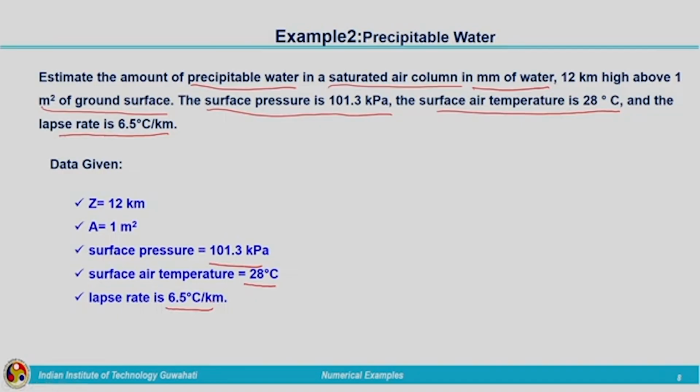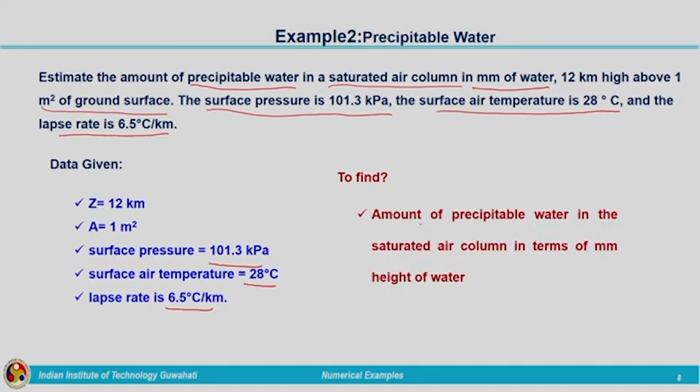Now, making use of these data, we need to calculate the amount of precipitable water in the saturated air column in terms of millimeters of water. You will be getting the result in kilogram, which needs to be converted into millimeters of water. Later on we will make the conversion to millimeters, a length unit of water.